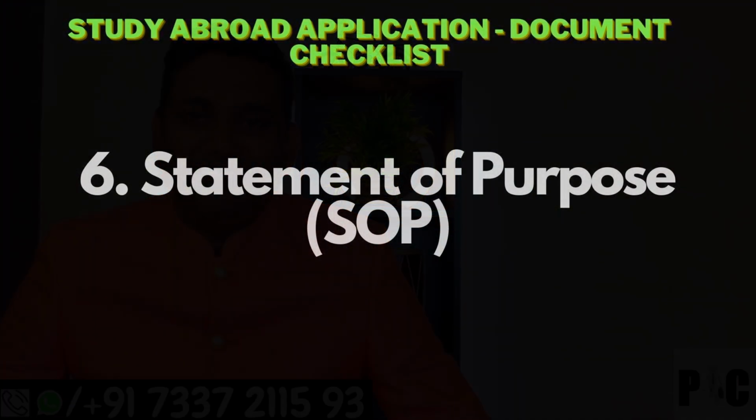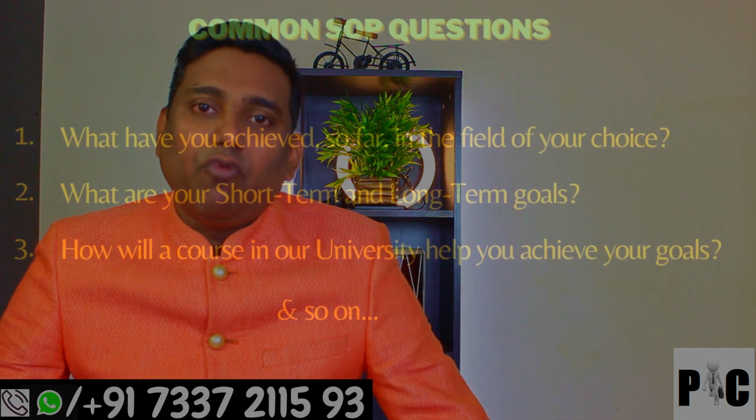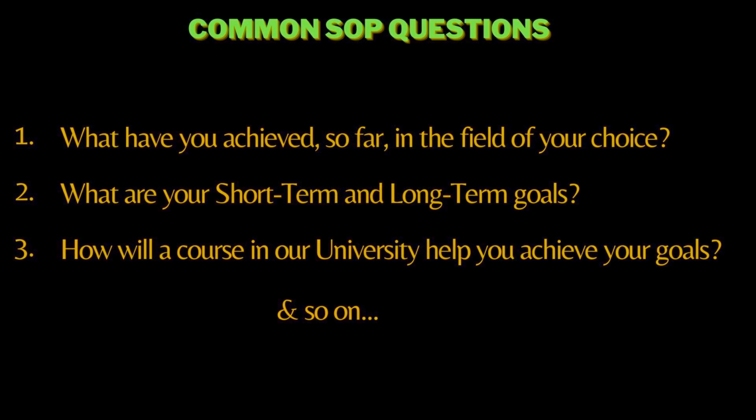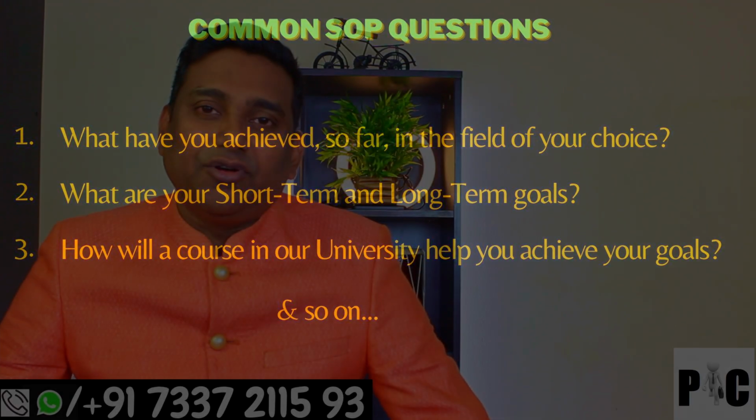The sixth document required is an SOP. What is an SOP? It is a statement of purpose. Most universities have very specific questions, but generally they revolve around these aspects. 1. What you have achieved, what you have done so far in your life. Second aspect, what are your short-term and long-term goals? The third question usually asked is how a degree or a master's in a university abroad will help you. So these are something that we can write in advance and keep prepared, and then we can adapt it based on the specific university that you are applying to.